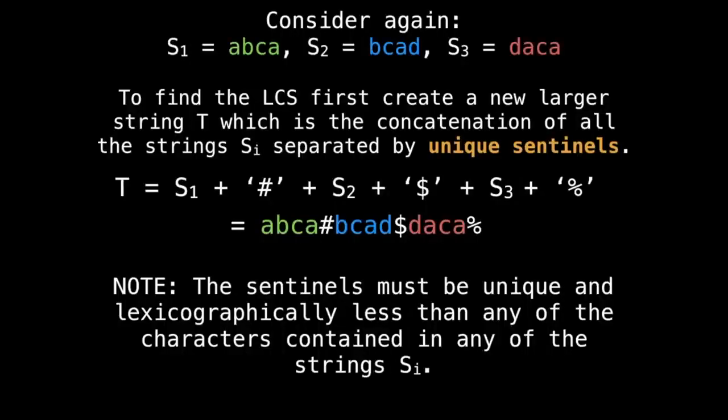Additionally, I would like to note that these sentinel values need to be lexicographically less than any of the characters contained in any of our strings. So in the ASCII table, the pound sign, the dollar sign, and the percent sign are all less than any alphabetic character contained within S1, S2, and S3. So we're good in doing the concatenation.